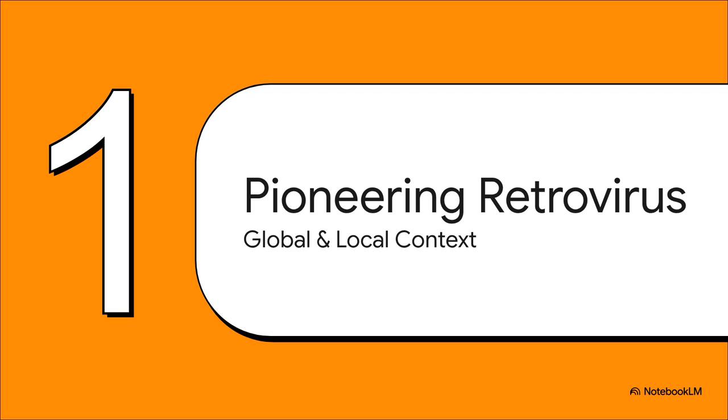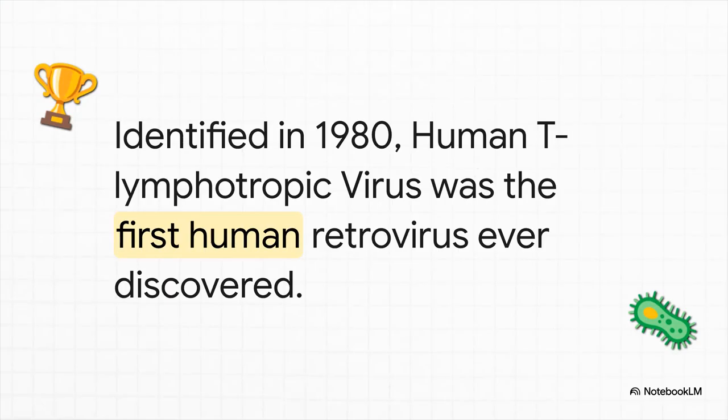We're talking about a pathogen that's a really big deal globally, but it's something you almost never see in our local Dutch context. It's really hard to overstate just how important this virus is in the history of virology. When it was identified back in 1980, human T-lymphotropic virus was the very first human retrovirus ever discovered. It really paved the way for so much of what we now understand about this whole class of viruses.